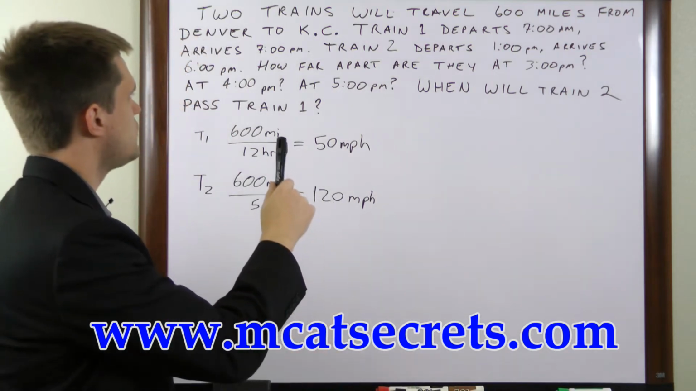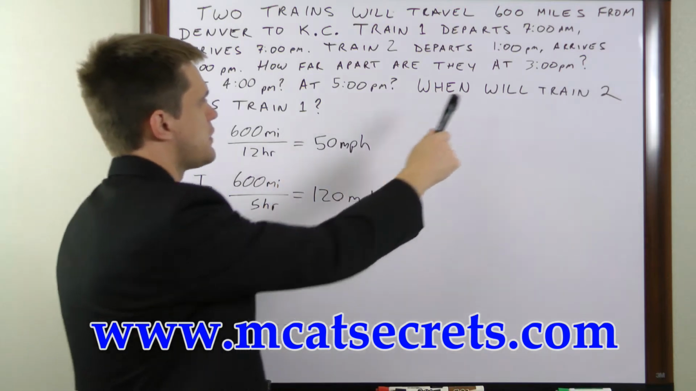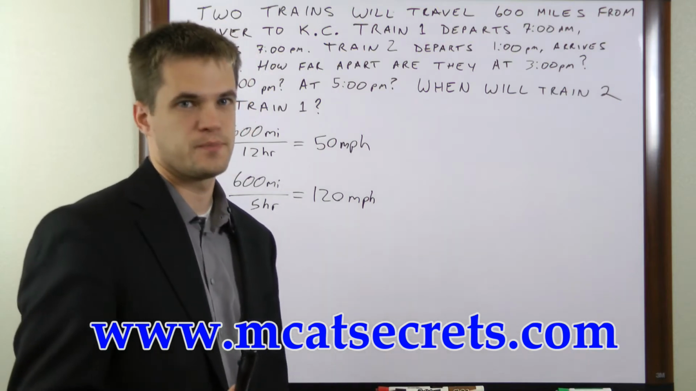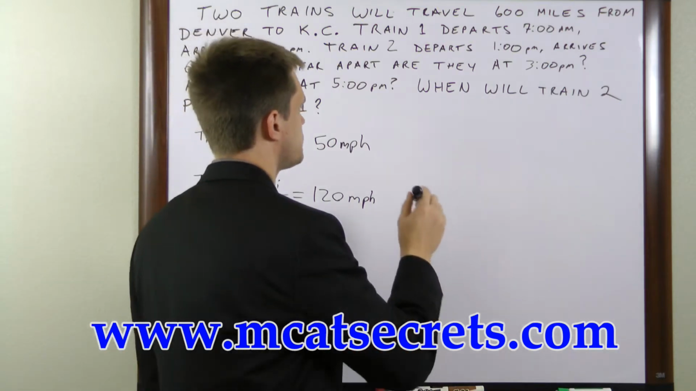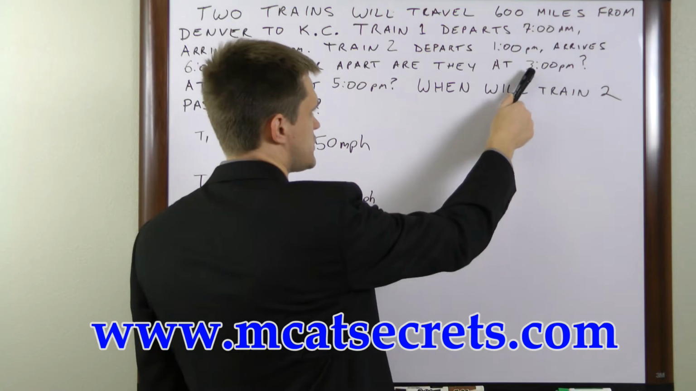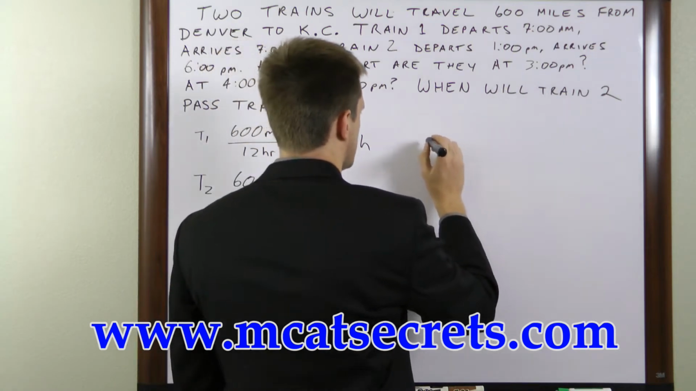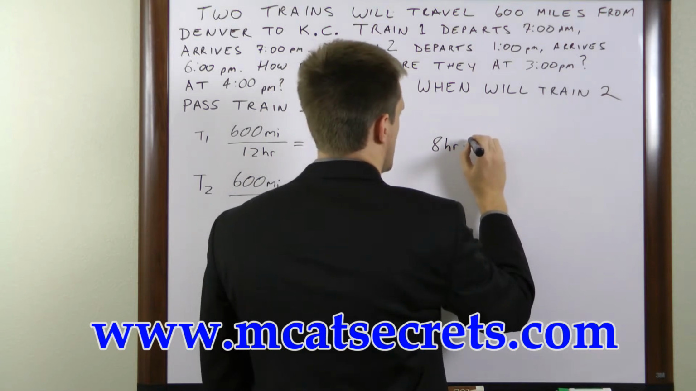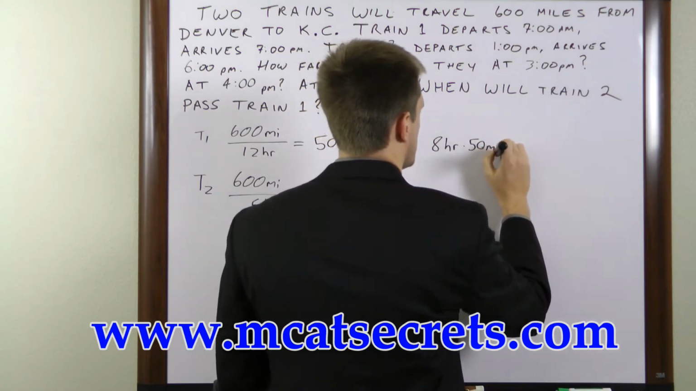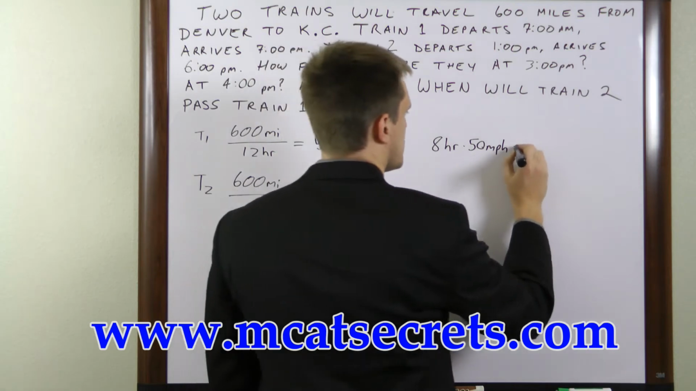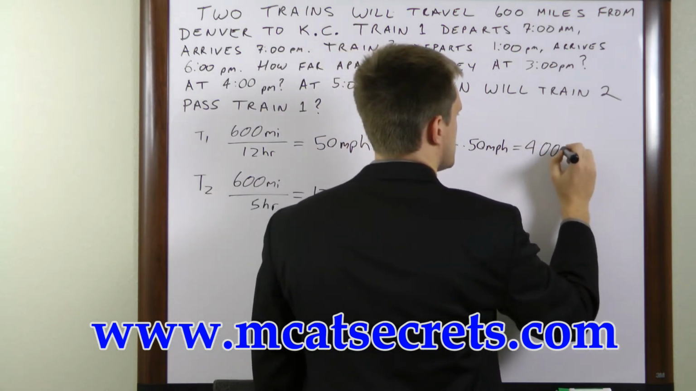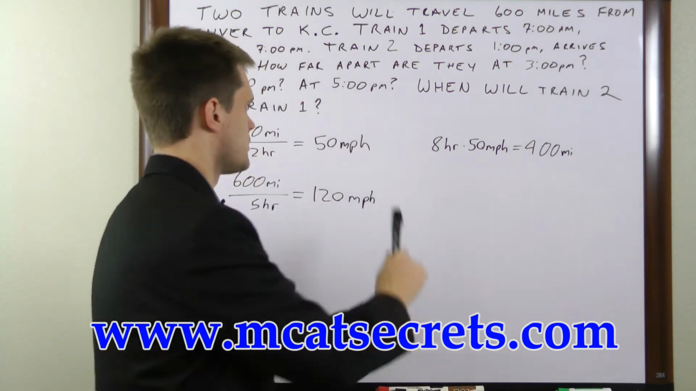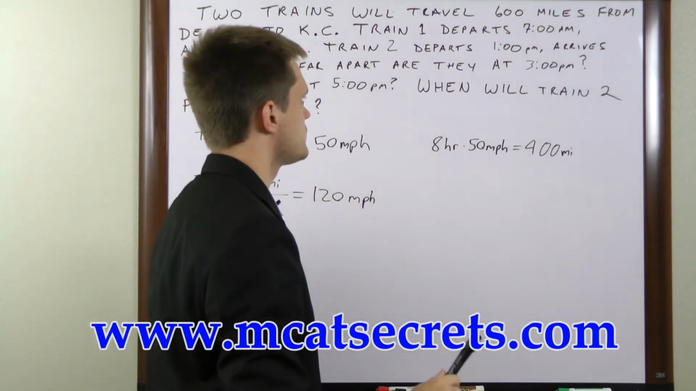So, train 1 at 3 p.m. has been traveling for 8 hours. So, train 1's position at 3 p.m. is going to be 8 hours times 50 miles per hour, or 400 miles to the east of Denver. So train 1 has traveled 400 miles.